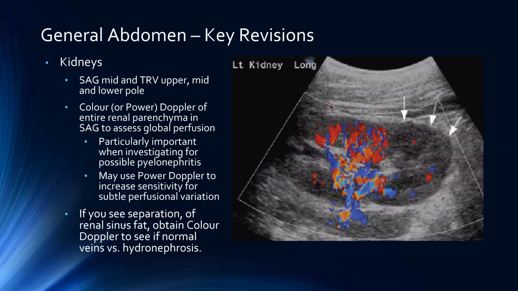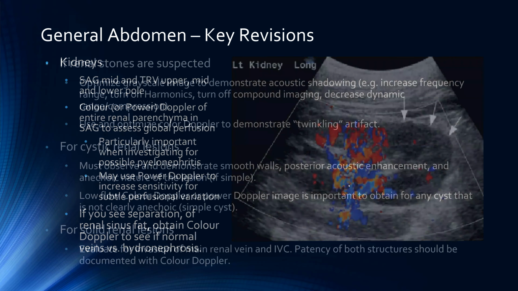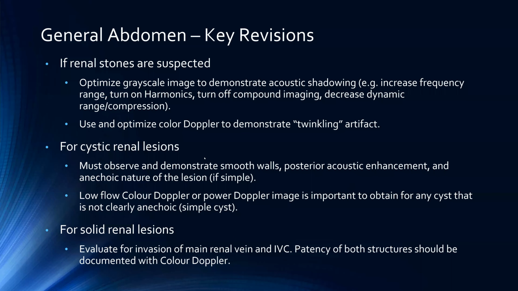And then the other thing would be, if you do see some separation of the renal sinus fat, just to prove if it's either related to prominent veins within the hilum or due to pyelectasis, just throw a color Doppler box on that hilum just to differentiate those two. So just a couple of the key things around renal imaging.